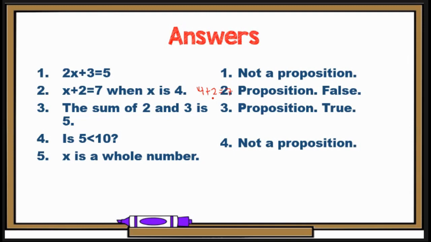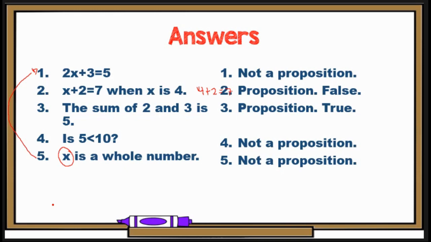Number 5. X is a whole number. Okay, this is similar with item number 1. We have a variable x that is not defined yet. So, hindi natin alam kung ano yung value ni x. Baka mamaya, napakababa ng value ng x na yan, or baka naman 0 yung value niya, o kaya mataas. We're not sure if it is a fraction, a rational number, if it is a whole number. Therefore, it is not a proposition. Kasi hindi mo kayang patunayan kung true siya or false, since it is not defined yet.